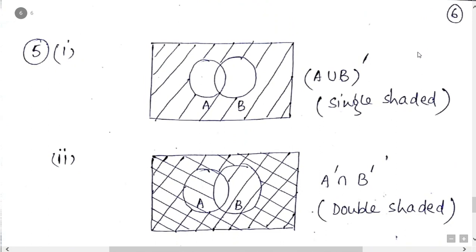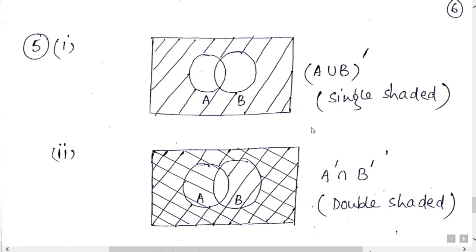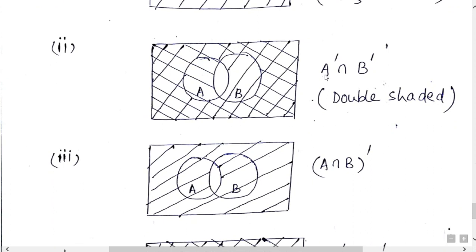In question number 5, we have to represent the sets using a Venn diagram. The shaded portion outside is A union B complement, and without shading it's A union B. In the second, we have to show A complement intersection B complement. This type of shading represents A complement and the crossed shading represents B complement, and the double shaded portion represents A complement intersection B complement. This portion, the outside portion, is not inside A and B.